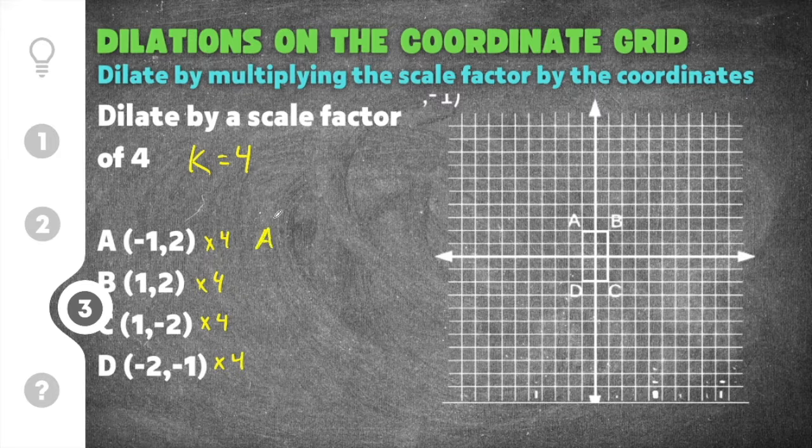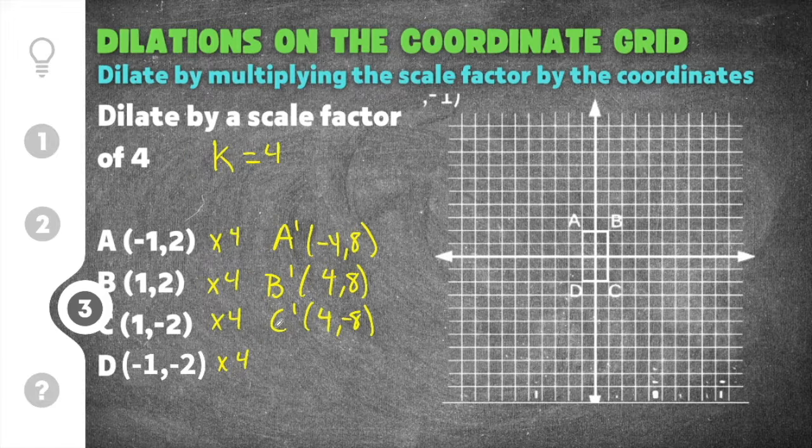For A prime, I'm going to go ahead and multiply 4 times our X and our Y coordinates. So -1 times 4 is -4. 2 times 4 is 8. B prime, same thing. Multiply times the X and the Y coordinates. 1 times 4 is 4. 2 times 4 is 8. C prime, you do 1 times 4, which is 4, -2 times 4, which is -8. And then to get the new X and Y coordinate for D prime, you're going to multiply -1 times 4, which is -4, and then -2 times 4, which is -8.